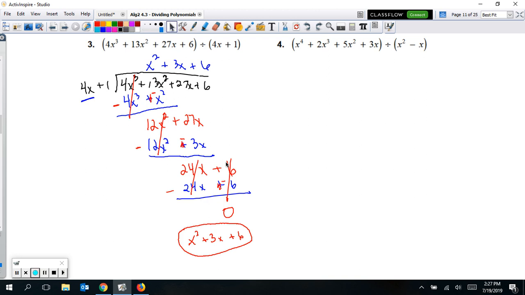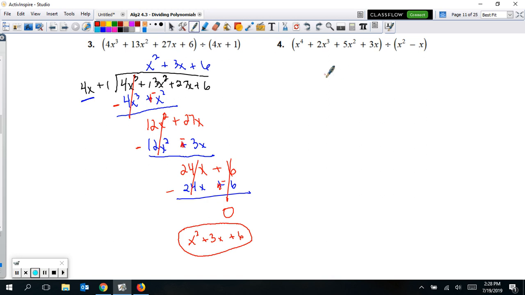our constant term. And what do we multiply 4x by to get the 24x? That's just a 6. 6 times 4x is 24x. And then 6 times 1 is 6, and change both signs to negatives. And so then we cancel out the 24x's. 6 minus 6 leaves us with 0 remainder. So our answer is just what we have up here as the quotient, the x squared plus the 3x plus the 6.